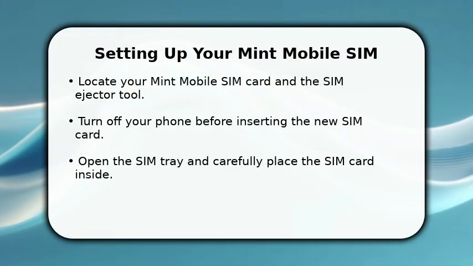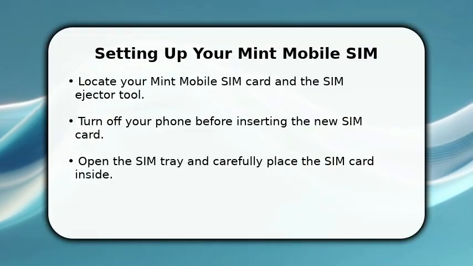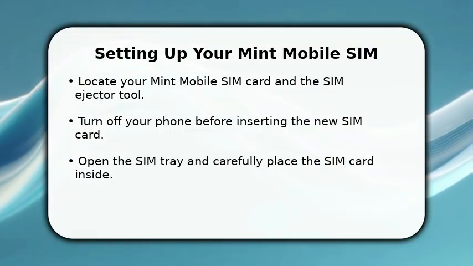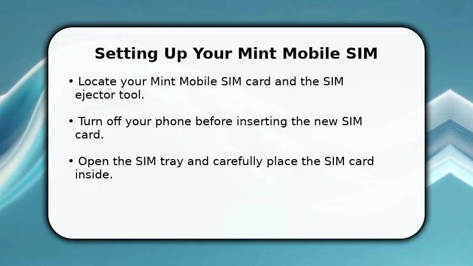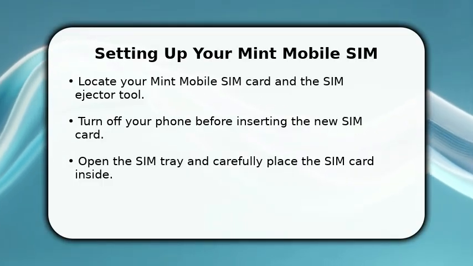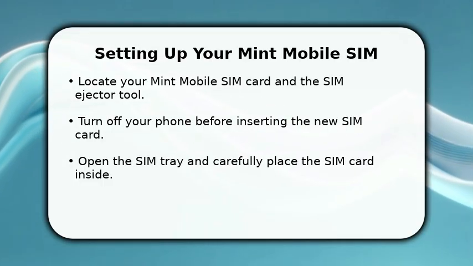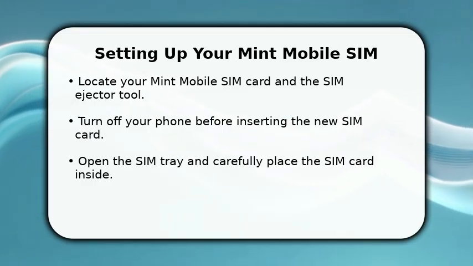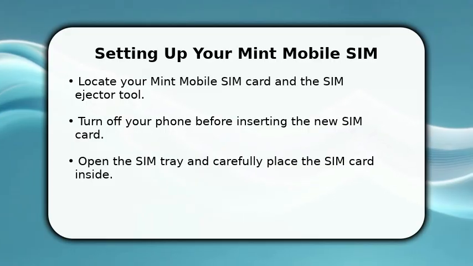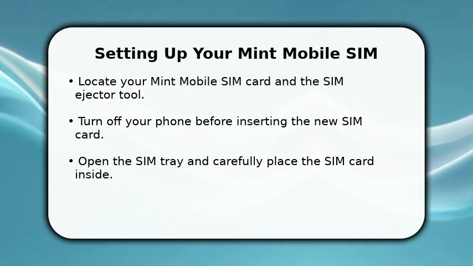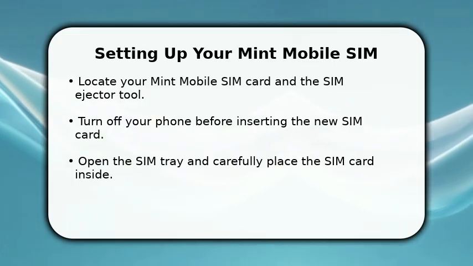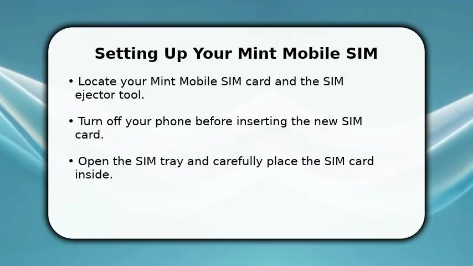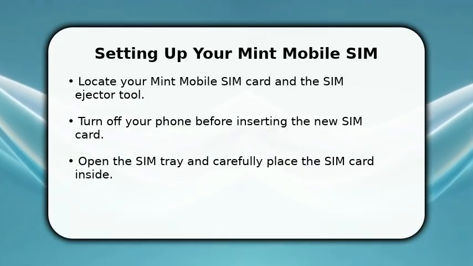In this video, I will show you how to set up your Mint Mobile SIM card. First, find your new Mint Mobile SIM card and the small SIM ejector tool. Power down your phone completely before proceeding. Use the tool to open your phone's SIM tray, then carefully place the new SIM card into the tray. Ensure it's seated correctly before closing the tray. Finally, power your phone back on to begin the activation process.